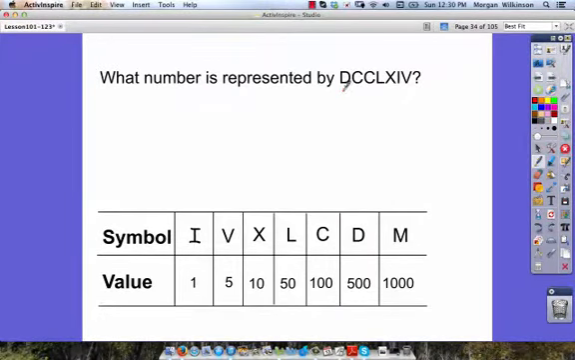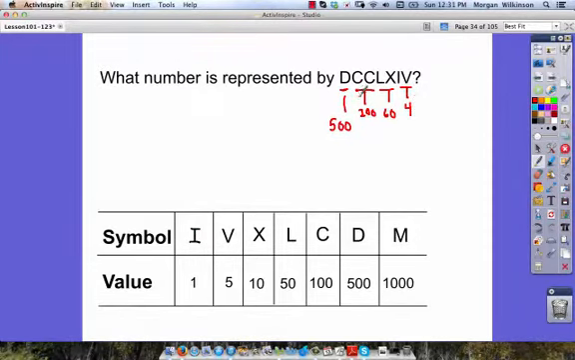We've got one more example. What number is represented by DCCLXIV? Well, first, let's look at DCC. D is 500, so we've got 500 here. Then with CC, if we look at our CC together, that must be 200. Then we have LX. If we have LX, L is first, then X is next. That means we must be adding our X onto the L. LX, that must be, well, L is 50, X is 10. So that must be 60. And then IV. IV means we're taking 1 away from 5, so IV must mean 4.